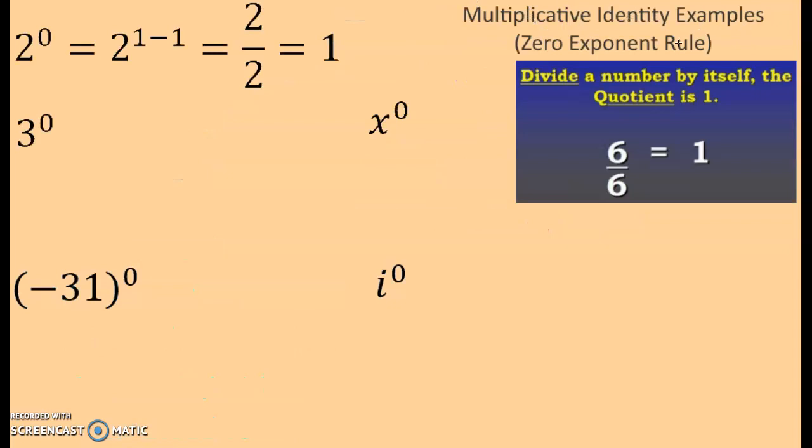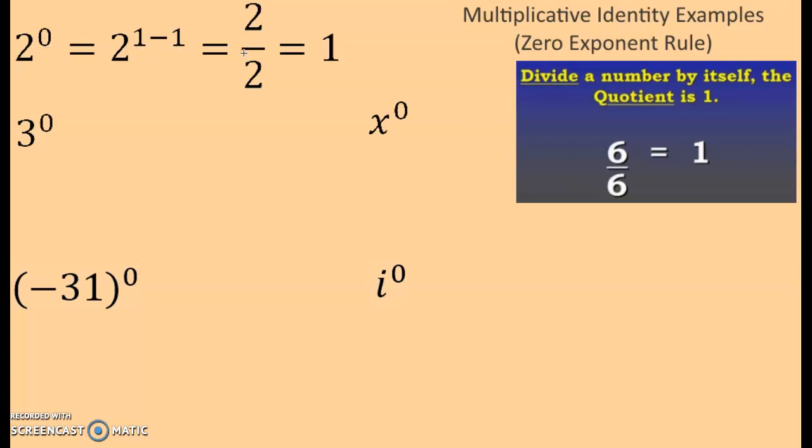Multiplicative identity examples. This is the zero exponent rule. So let's recall from elementary school, when we divide a number by itself, the quotient is 1. For example, 6 divided by 6 is 1. So if we have 2 to the 0th power, that equals 1. But the reason why is because 0 is the same thing as 1 minus 1.